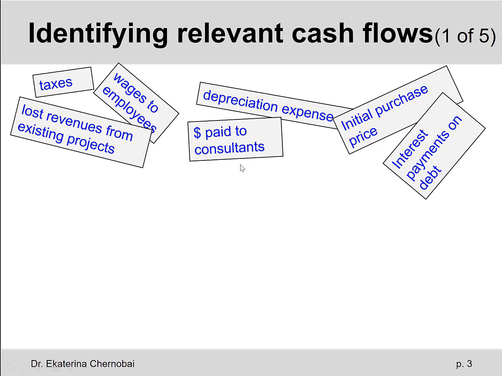So here I have a few examples. Taxes, lost revenues from existing projects, wages to employees, depreciation expense, money paid to consultants, initial purchase price, interest payments on debt. So these are not the only type of cash flows we will be working with. This is just an example, a small set of all the information for a project.